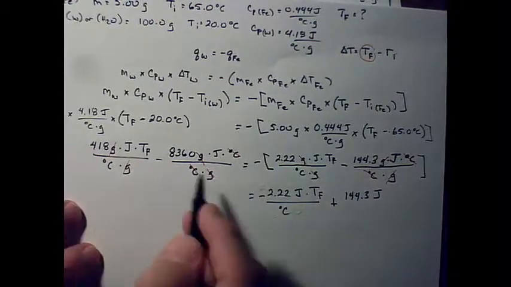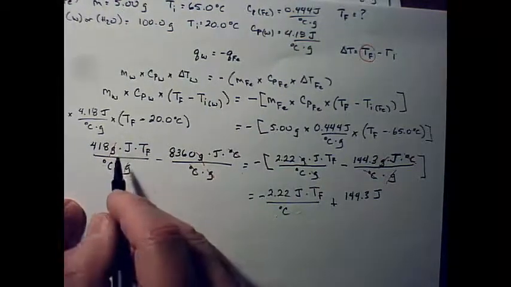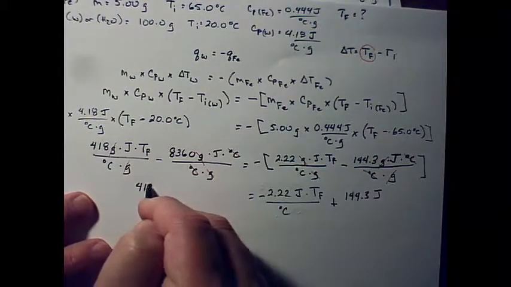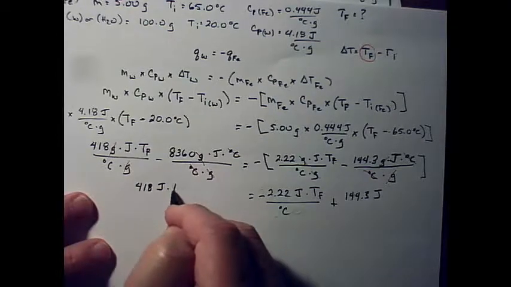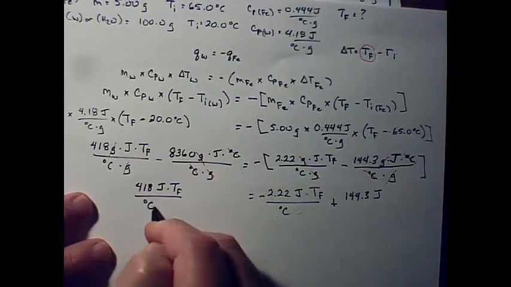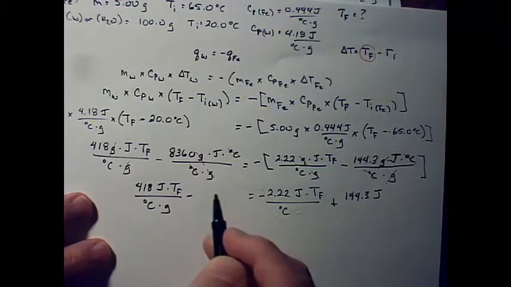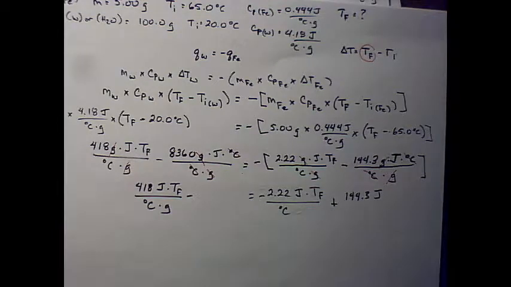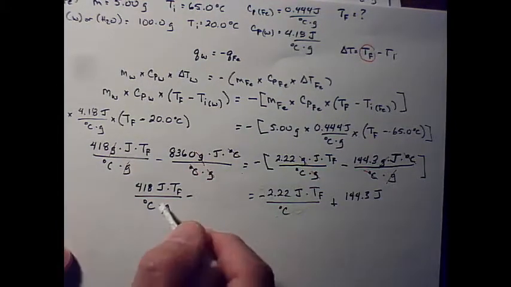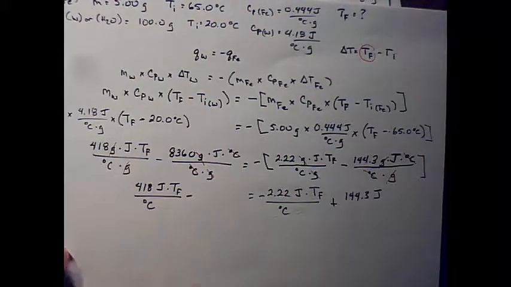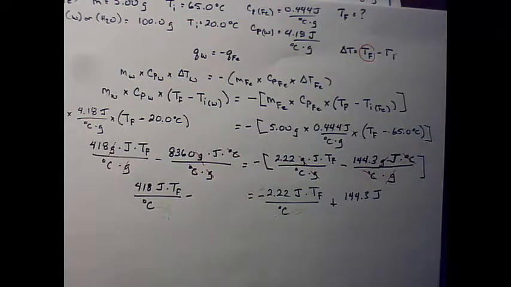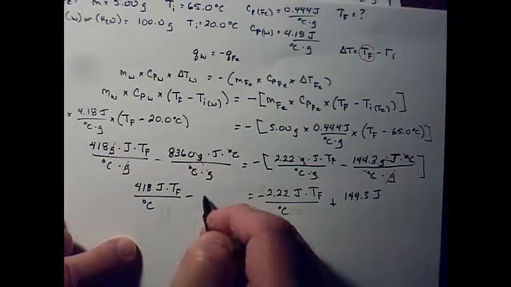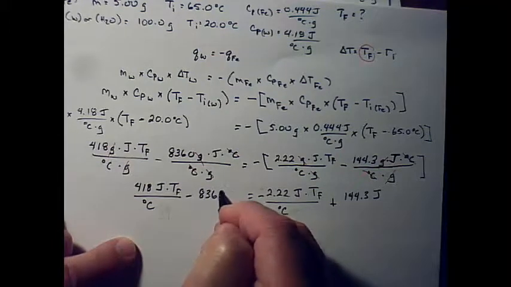Okay, and over on this side, this doesn't change, except I'm going to drop the canceled units. So 418 joules times T sub F over degree C times grams minus, what? Oh, I did cancel the grams, didn't I? Duh. I would have seen that in a minute, hopefully. Let's see then, this term minus all that we've canceled already, 8360 joules.